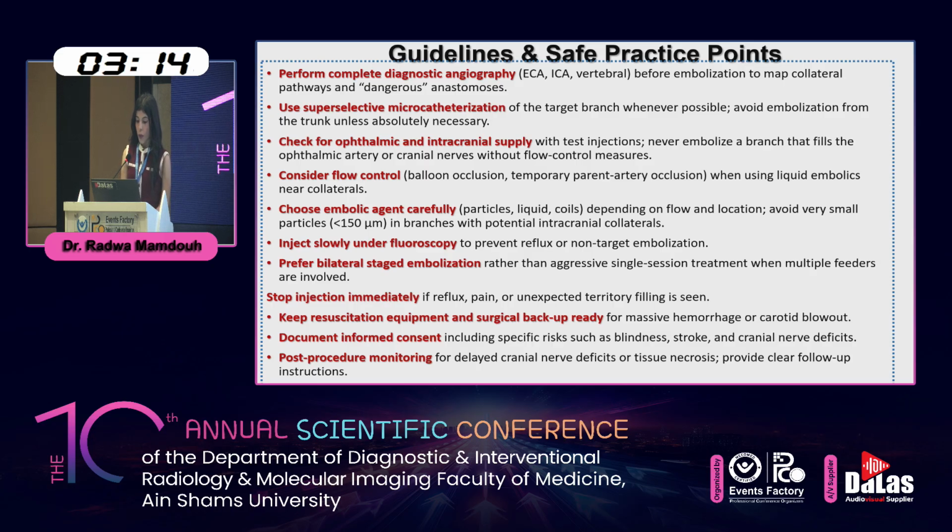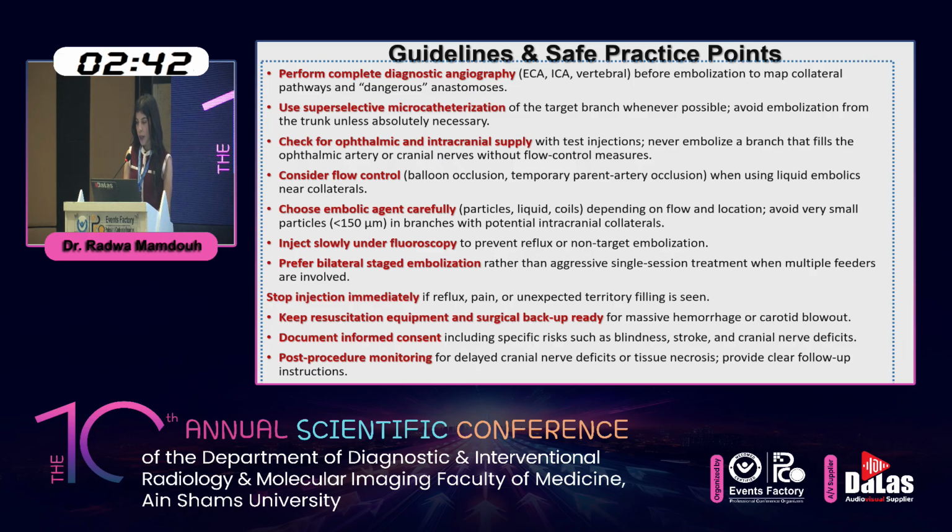We start by performing complete diagnostic angiography to map the collateral pathways, use super selective microcatheterization to avoid embolization of the trunk unless absolutely necessary, check for ophthalmic and intracranial supply and never embolize a branch that fills the ophthalmic artery, choose the embolic agent carefully and avoid very tiny particles which are less than 150 microns, inject slowly under fluoroscopy, and bilateral staged embolization is always better than aggressive single-session treatments.